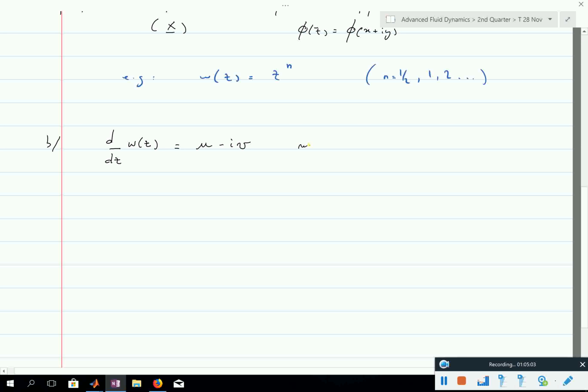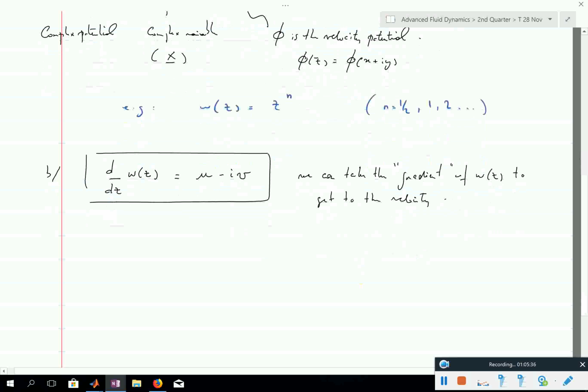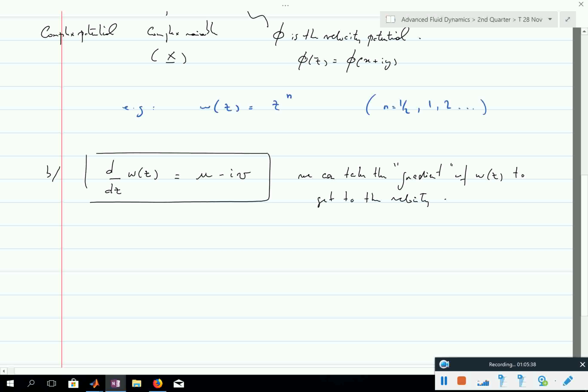So that means here we can take the gradient. It's not really a gradient, it's a derivative of W, of the complex potential, to get to the velocity. So here is a very important formula. If you differentiate your complex potential with respect to the complex variable, you get something which is associated to the velocity. Now this minus sign might be a hassle to remember.